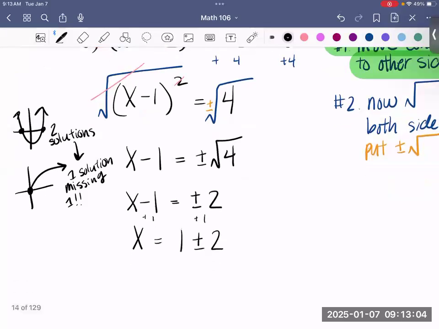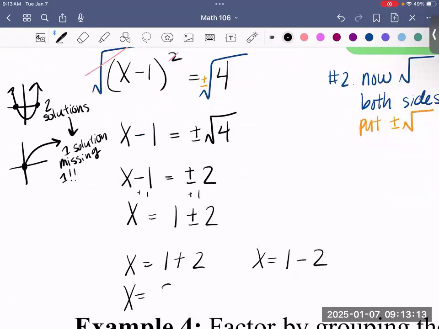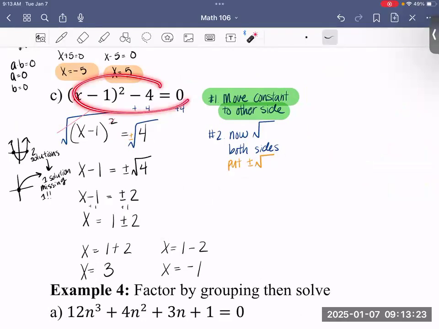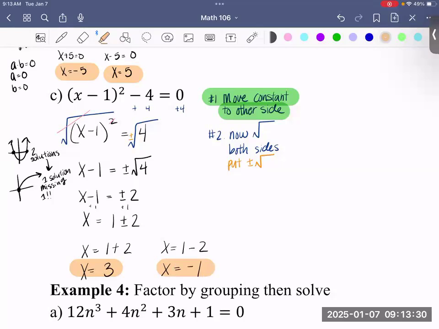Now when it comes to your solutions, we can have 2. 1 plus 2 and 1 minus 2. So x is either equal to 3 or it can be equal to negative 1. And again, we can check your solutions by plugging it back into the original problem, always the original, to see are they accurate. And there you go.